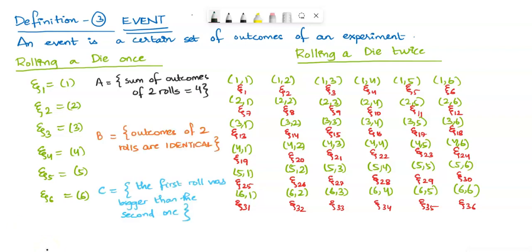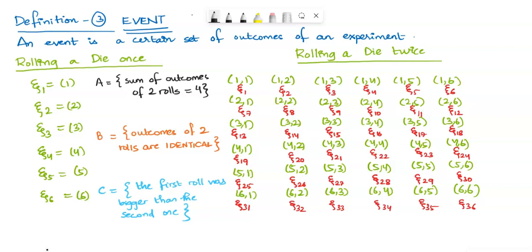So we will take a small example where we have considered A, B and C as some events, each describing an event. As I have written in black marker, A is an event where the sum of the two outcomes of two rolls is equal to 4. So what are those outcomes in that random experiment of rolling a die twice?